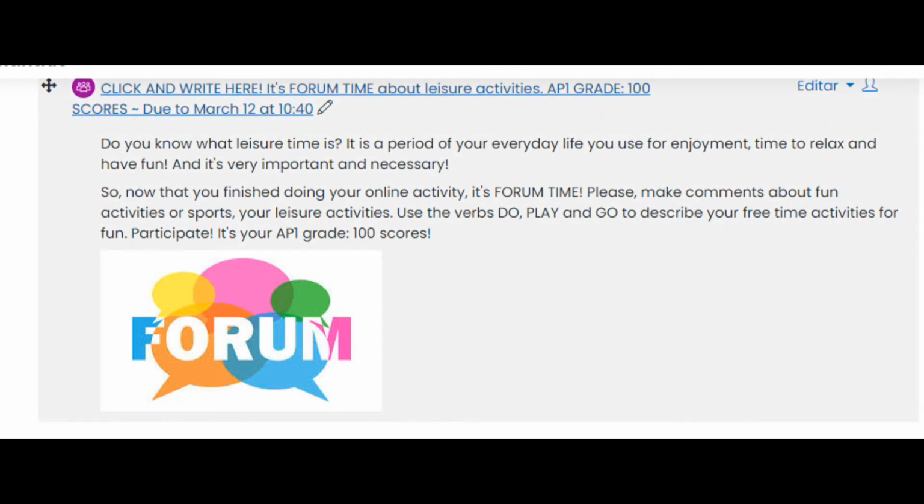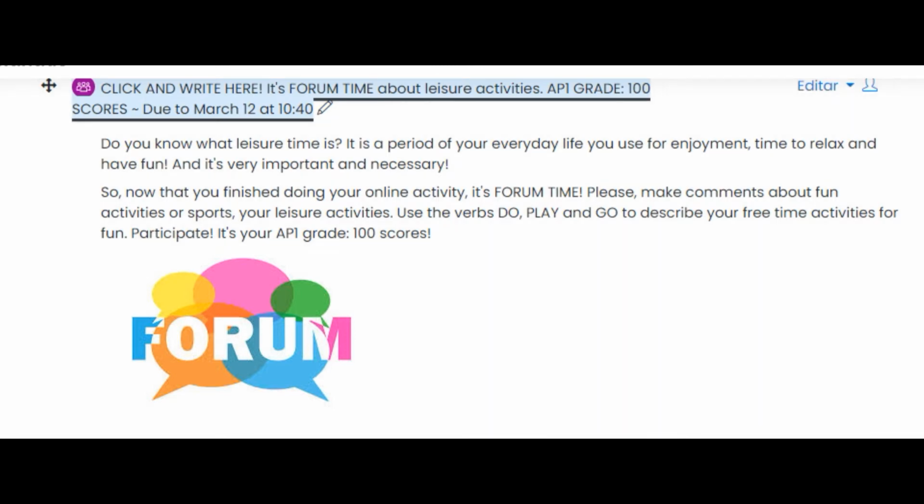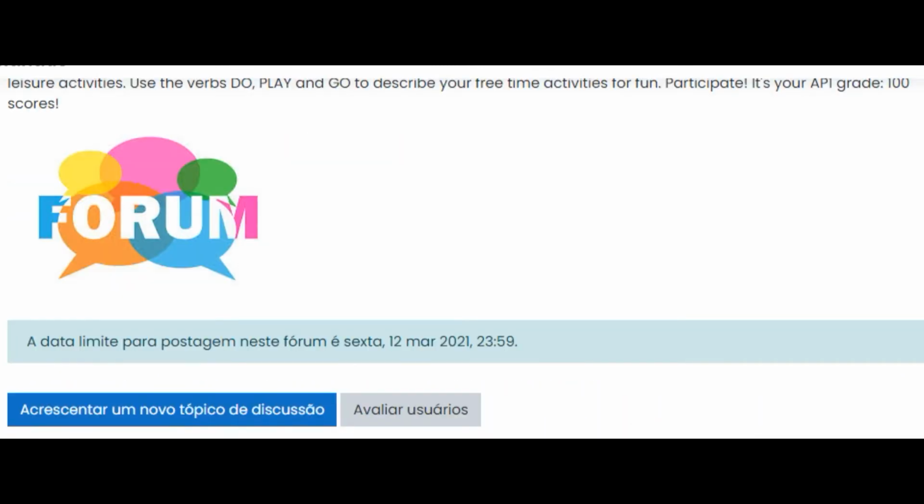So you click here in this icon and then you're going to open, and in the end of it you can say the limit time that you have to post your comments, and here is the limit date for your post in this forum, that is Friday, March 12th.